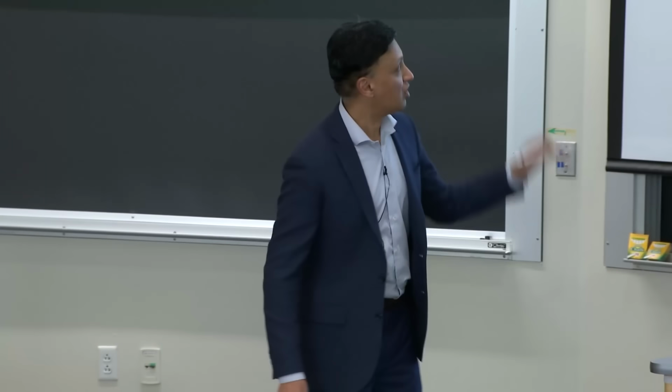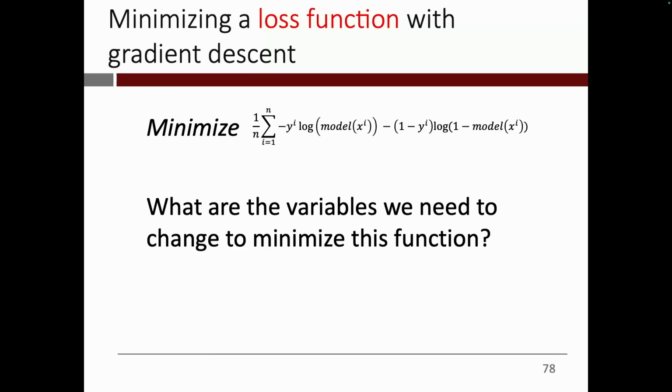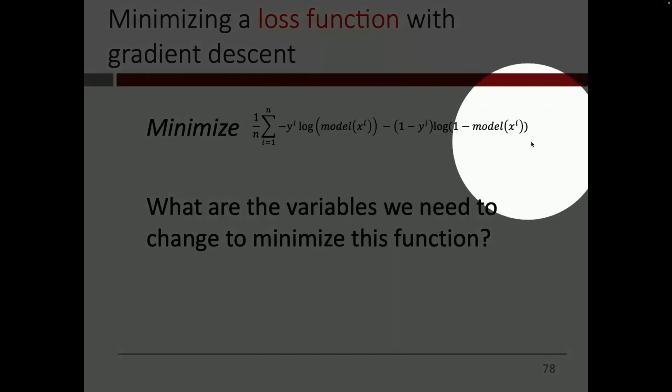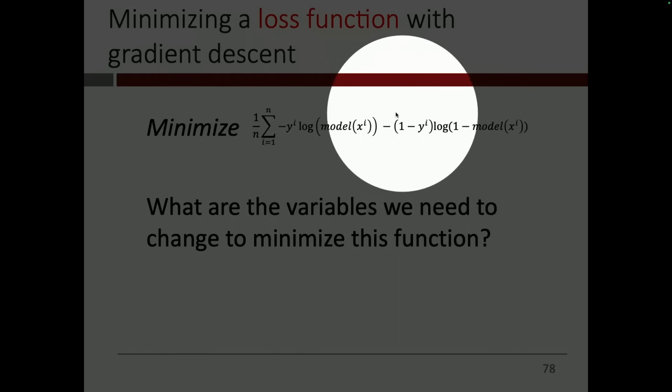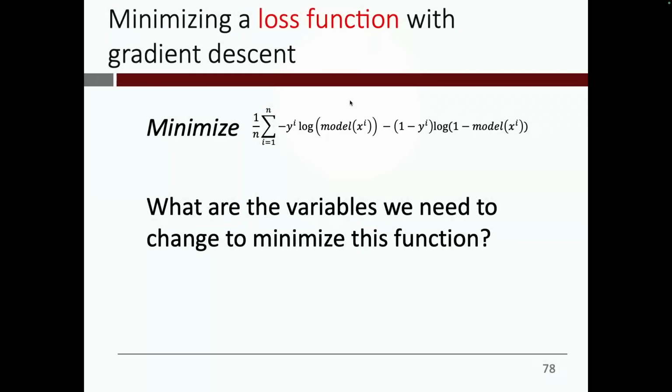Okay, all right. So now let's talk about minimizing a loss function with gradient descent. So here is our little binary cross entropy loss function that we saw from before. This is what we want to minimize. So if you look at this thing, where are the variables we need to change to minimize this function?